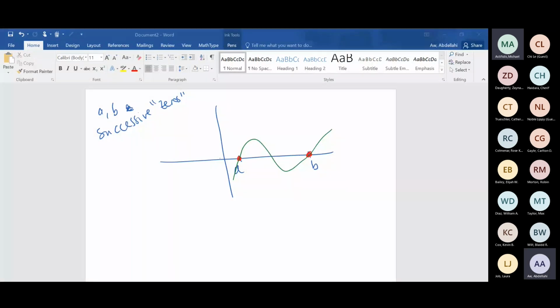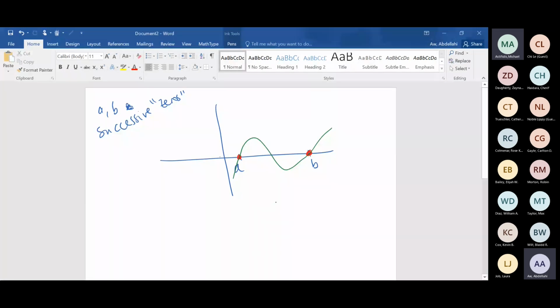Can somebody talk? That means there is another zero between them. Exactly. If the graph is like that, it means there is another zero between them, a new zero that was not here. This is a new zero right here. And if this is a zero, it means these two are not successive anymore.